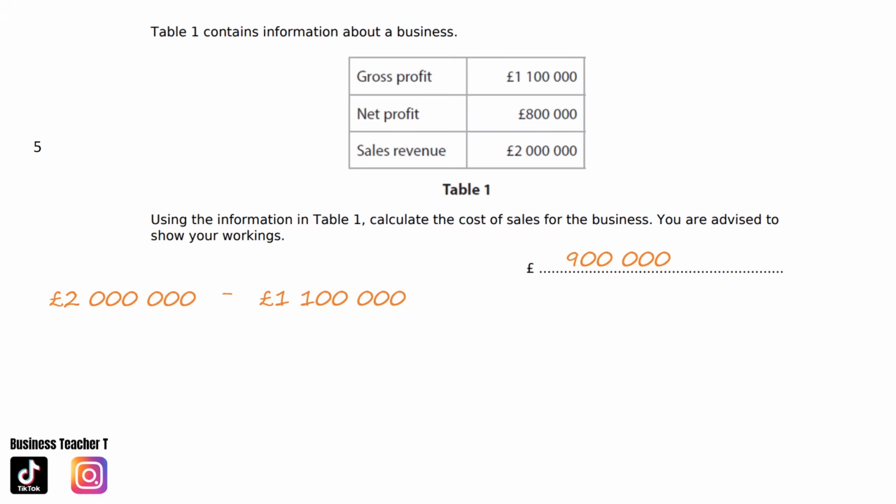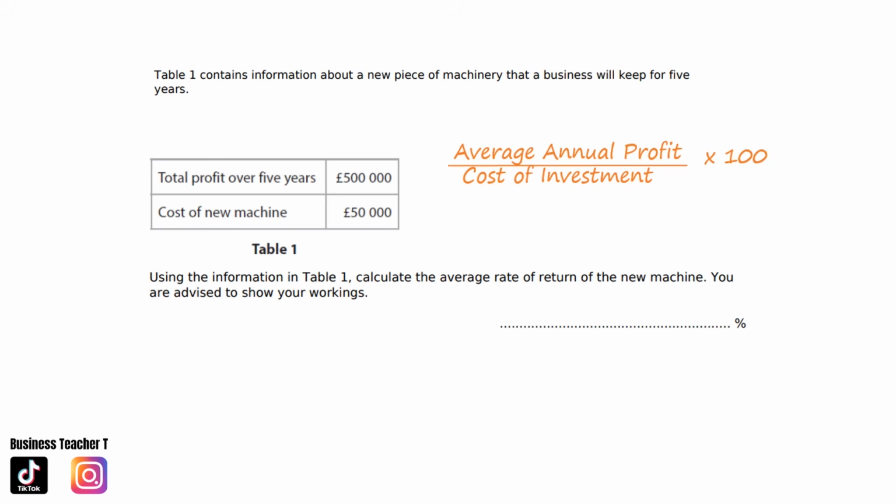What do you think? Now let's look at our final question. Table 1 contains information about a new piece of machinery that a business will keep for 5 years. So this is an average rate of return question. You are asked to calculate the average rate of return of the new machine. You are advised to show your workings. So we've got the formula there for average rate of return: average annual profit divided by the cost of investment times by 100. Sometimes there are some variations to that formula, but that one will work perfectly well.